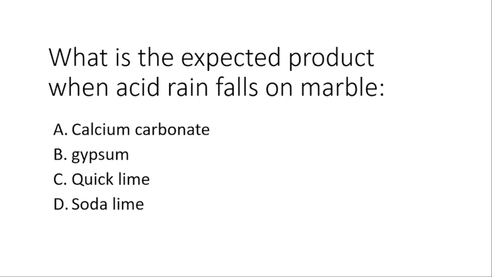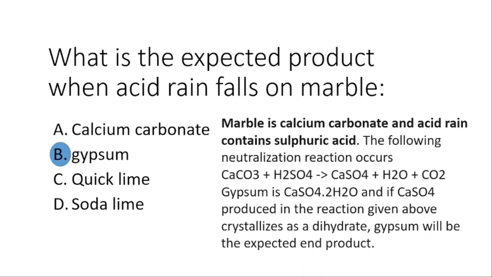What is the expected product when acid rain falls on marble? And the correct answer is gypsum. We know that chemically marble is calcium carbonate, and when acid rain, which is containing sulfuric acid, falls on marble stone, we expect this neutralization reaction where calcium carbonate, that is marble, is reacting with this sulfuric acid present in acid rain, and we get calcium sulfate and carbonic acid as the product.